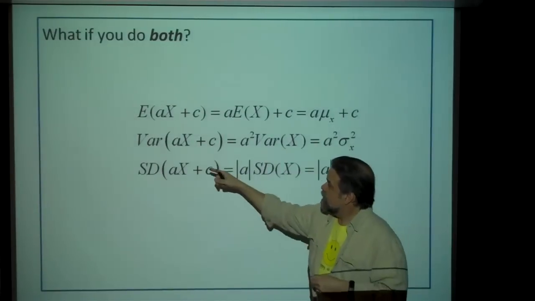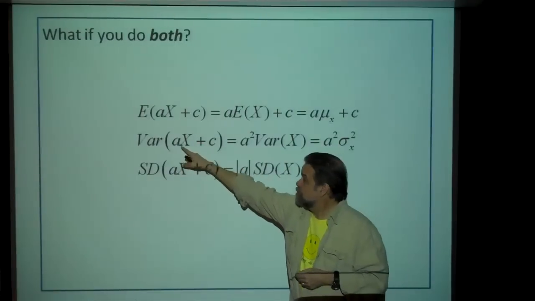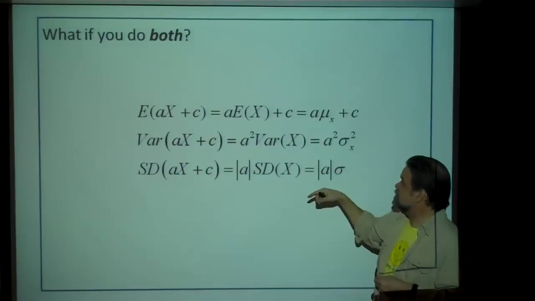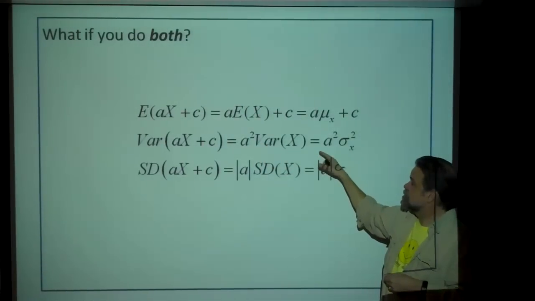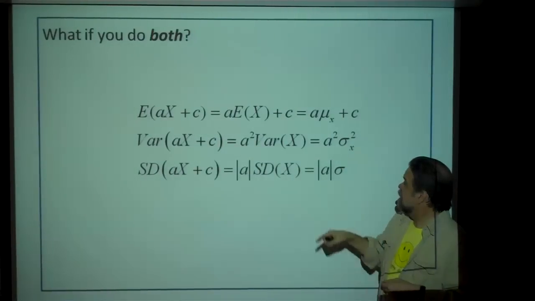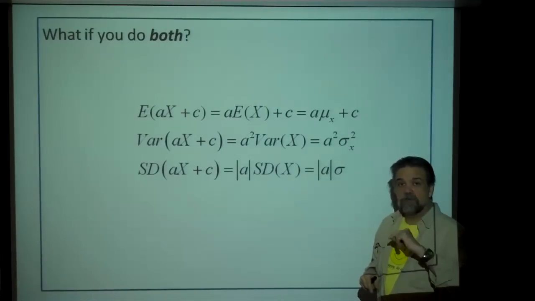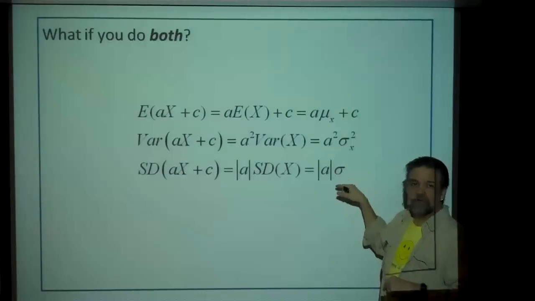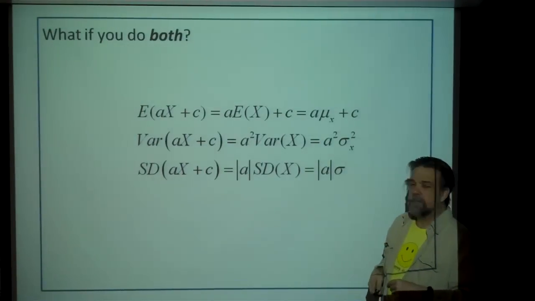Okay, what about my variance? Well, if you remember, adding c didn't do anything to it, and multiplying by a meant that you multiply your variance by a squared, and that's exactly right. We have a squared times the variance of x, or a squared times sigma squared. Okay, and if your variance is a squared times sigma squared, then that means your standard deviation is going to be the absolute value of a times sigma. We don't have to worry about taking the absolute value of sigma because sigma is already positive. Okay?